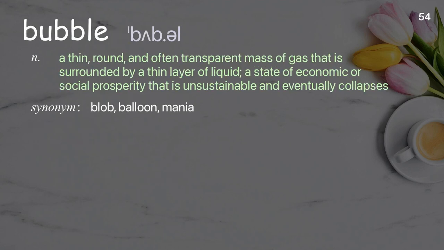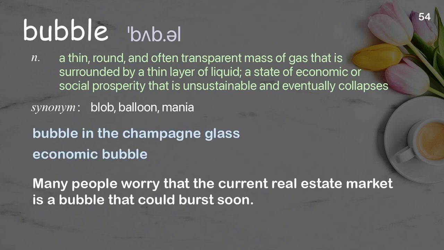Bubble. A thin, round, and often transparent mass of gas that is surrounded by a thin layer of liquid, a state of economic or social prosperity that is unsustainable and eventually collapses. Examples: bubble in the champagne glass, economic bubble. Many people worry that the current real estate market is a bubble that could burst soon.